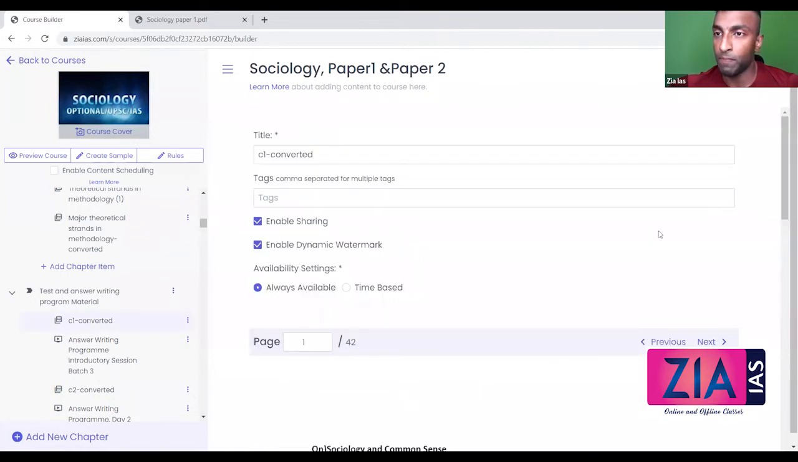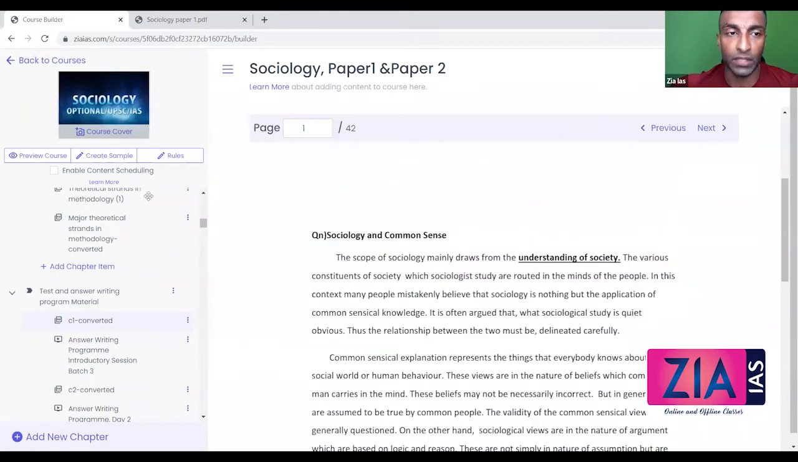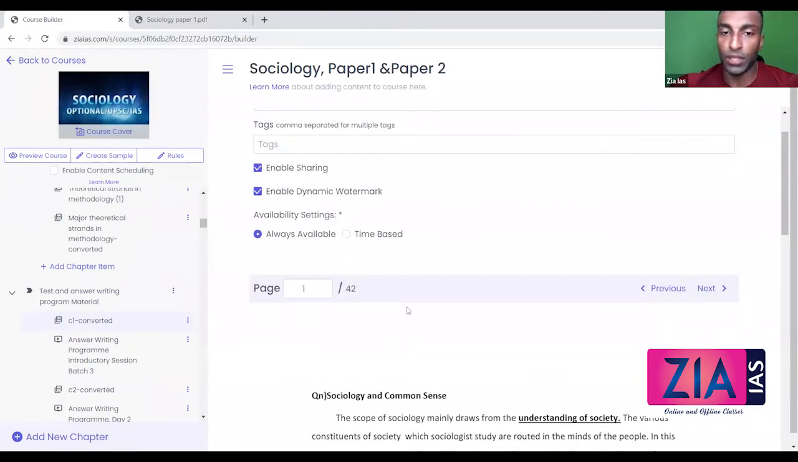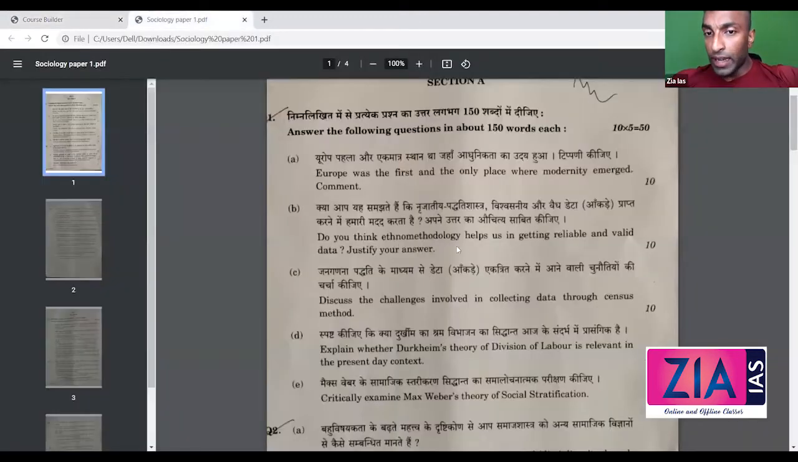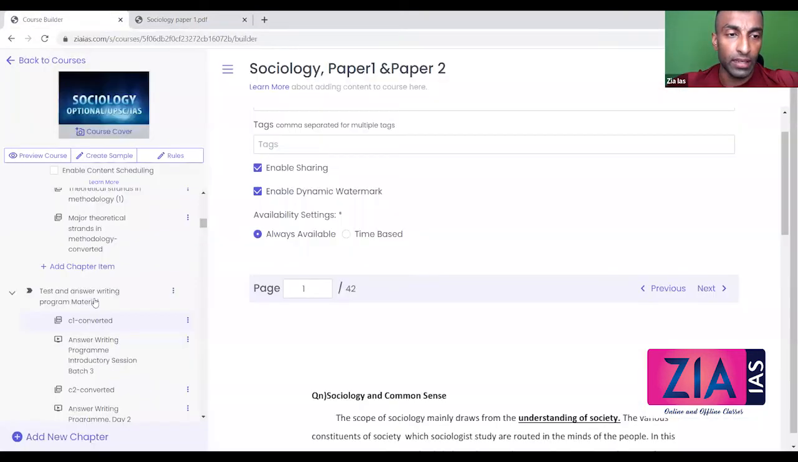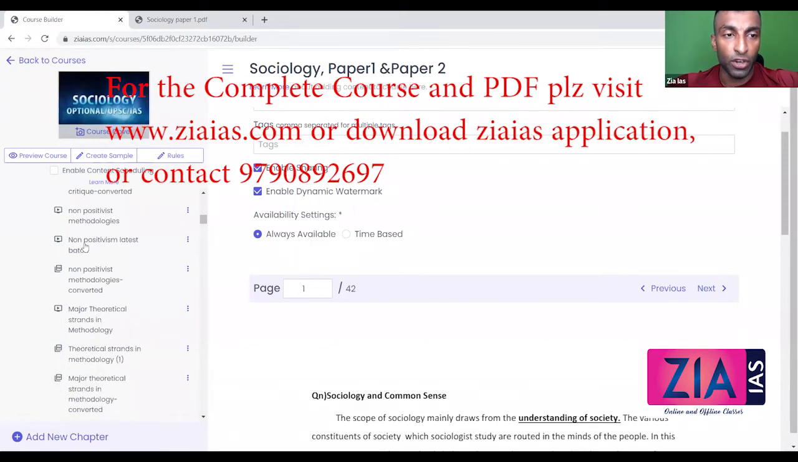If you see here, there are around 42 pages. Here we have discussed all the possible questions from the first two chapters. So if you see this one, you will get the intellectual background and everything. In fact, the direct answer for that particular question is covered over there. Second one: do you think ethnomethodology helps us in getting reliable and valid data? Justify your answer. So we first need to talk about positivism, you know that, and you need to discuss ethnomethodology. And one of the criticisms of this is where, right? This is where we have discussed non-positivism. So non-positivist methodology, non-positivism.